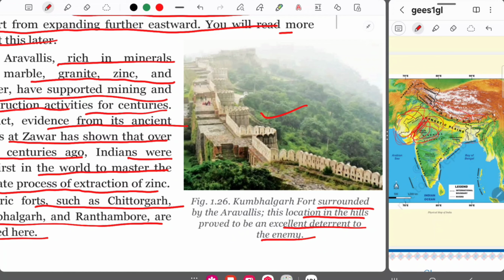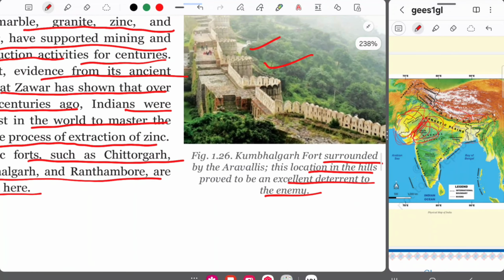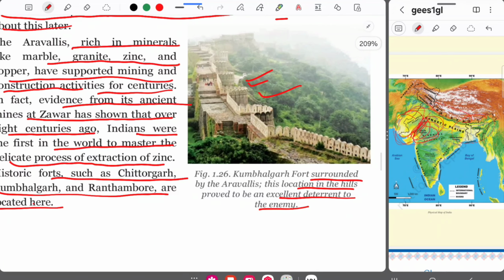This fort provides an excellent deterrent to the enemy. If there were no forts, and without the heights of these Aravalli hills, it would not be possible to prevent the enemy from entering their state. In ancient days, the king used to capture others' territory and make it their own. They used to expand their territories by declaring war, going into another's place and capturing their area. If the king is very powerful, they will capture more and more area.